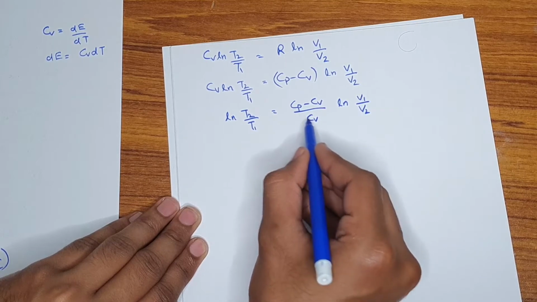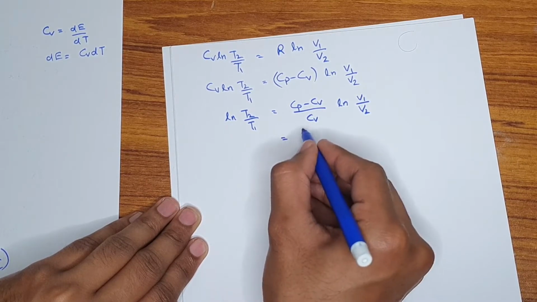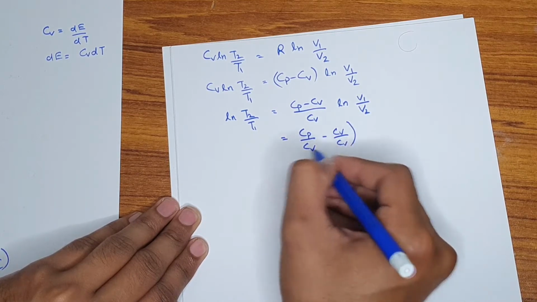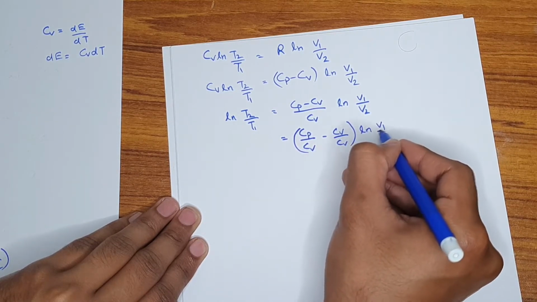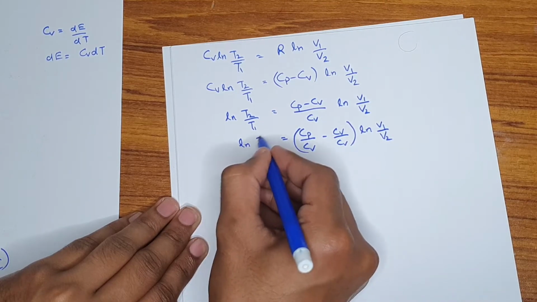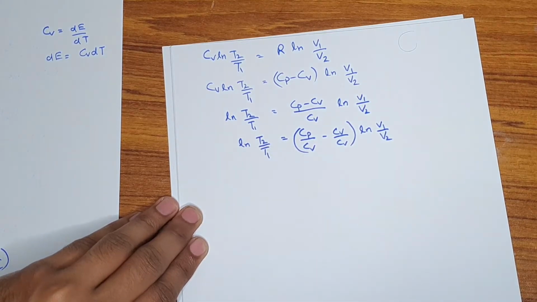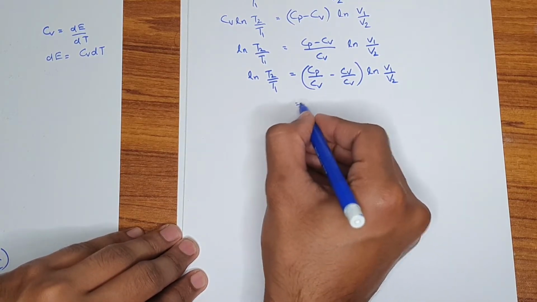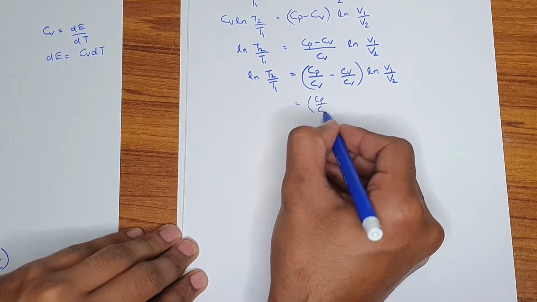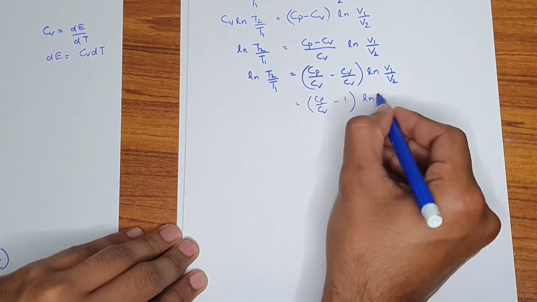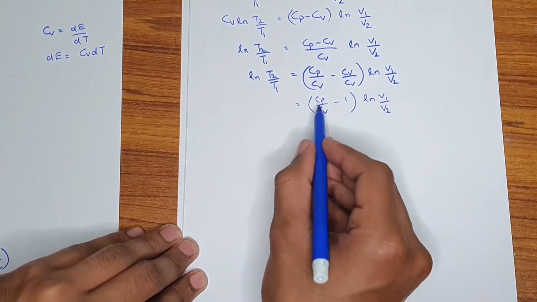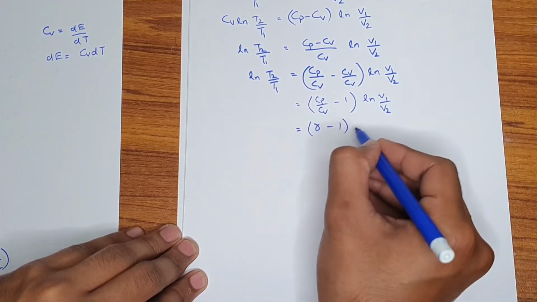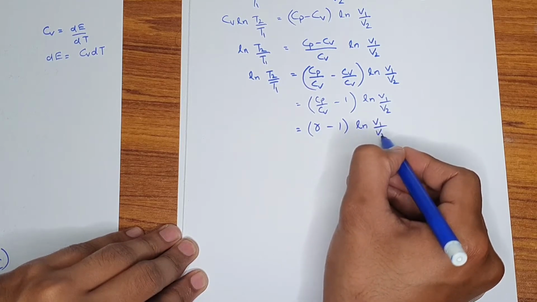On dividing the denominator, I'm getting Cp over Cv minus Cv by Cv, times ln v1 over v2, with ln t2 over t1 on the left. Now this Cv will cancel out with this Cv, and I'll be left with Cp over Cv minus 1 times ln v1 over v2. Cp over Cv is equal to gamma, so I can write it as gamma minus 1 times ln v1 over v2.